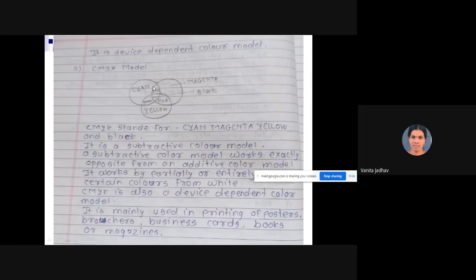That's why that was called an additive model. But over here, somewhat blackish color we are getting. If we mix cyan and magenta, we will get the blue color. So over here, blue is written. Again, magenta and yellow, red color we are getting, and cyan and yellow, green color we are getting.